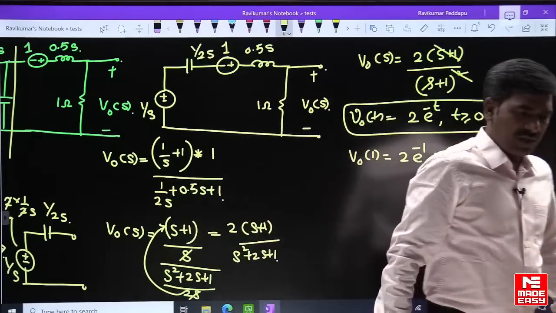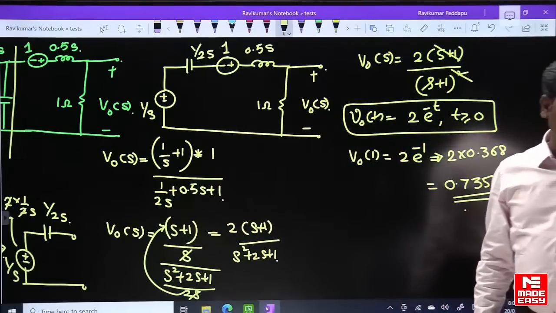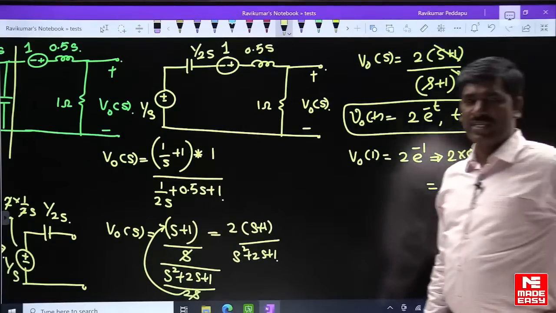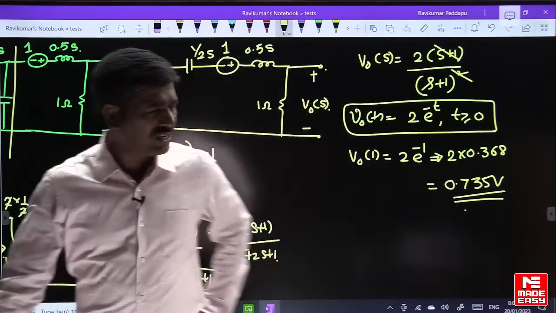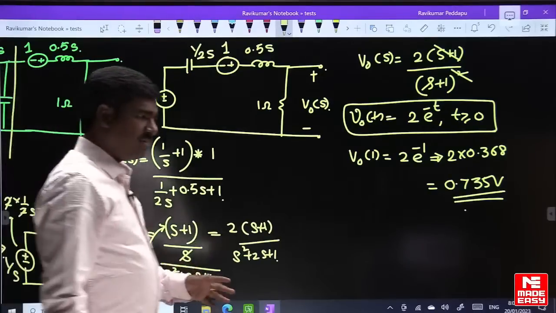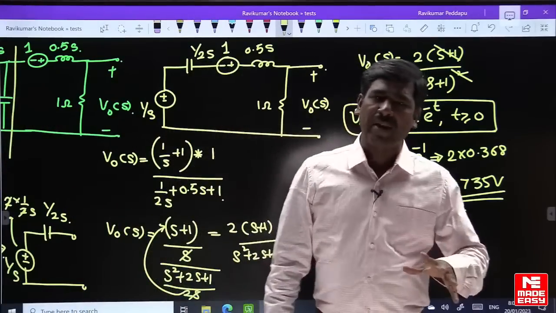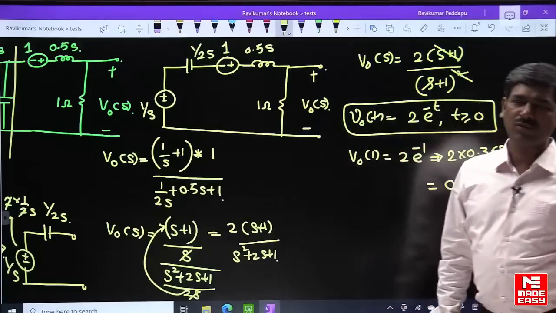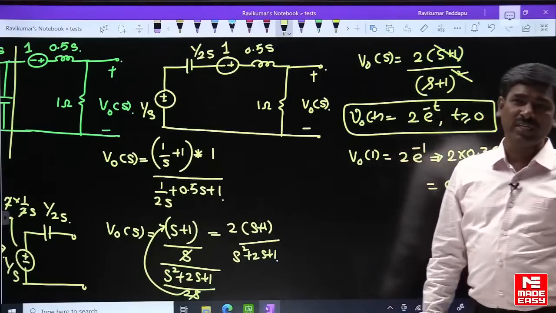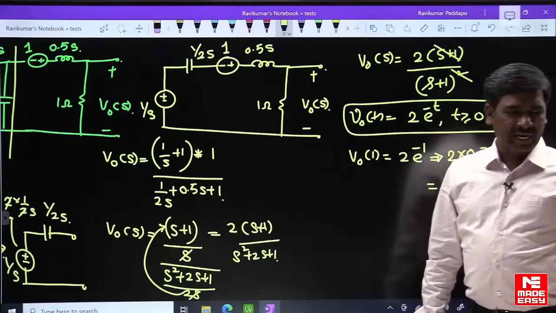How many of you gave the same answer? Only 1, 2, 3, 4. Only 4 students gave the answer 0.738 or 0.735. So whenever the circuit consists of RLC, directly apply the Laplace transform technique. Capacitor is replaced by a voltage source with the capacitor, inductor is replaced by a voltage source with the inductor.